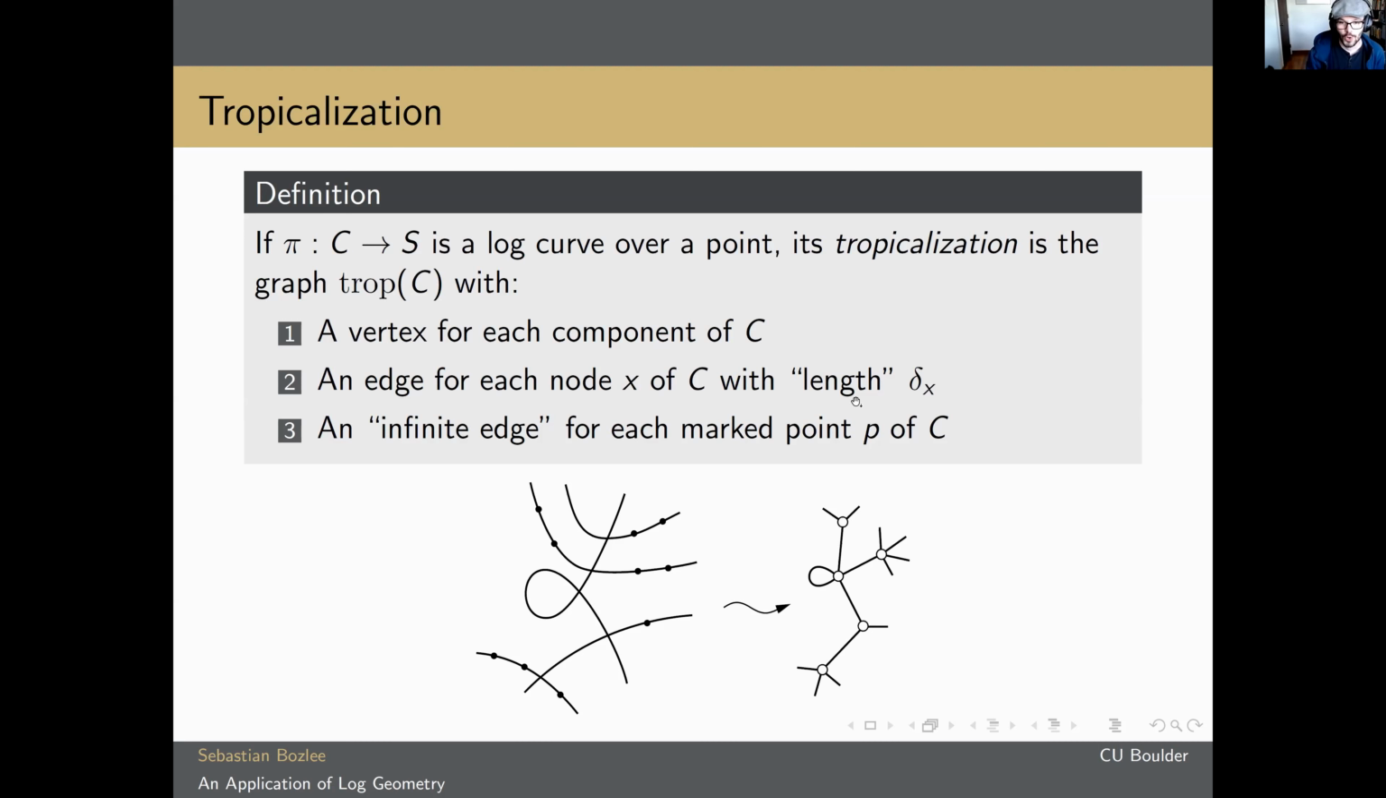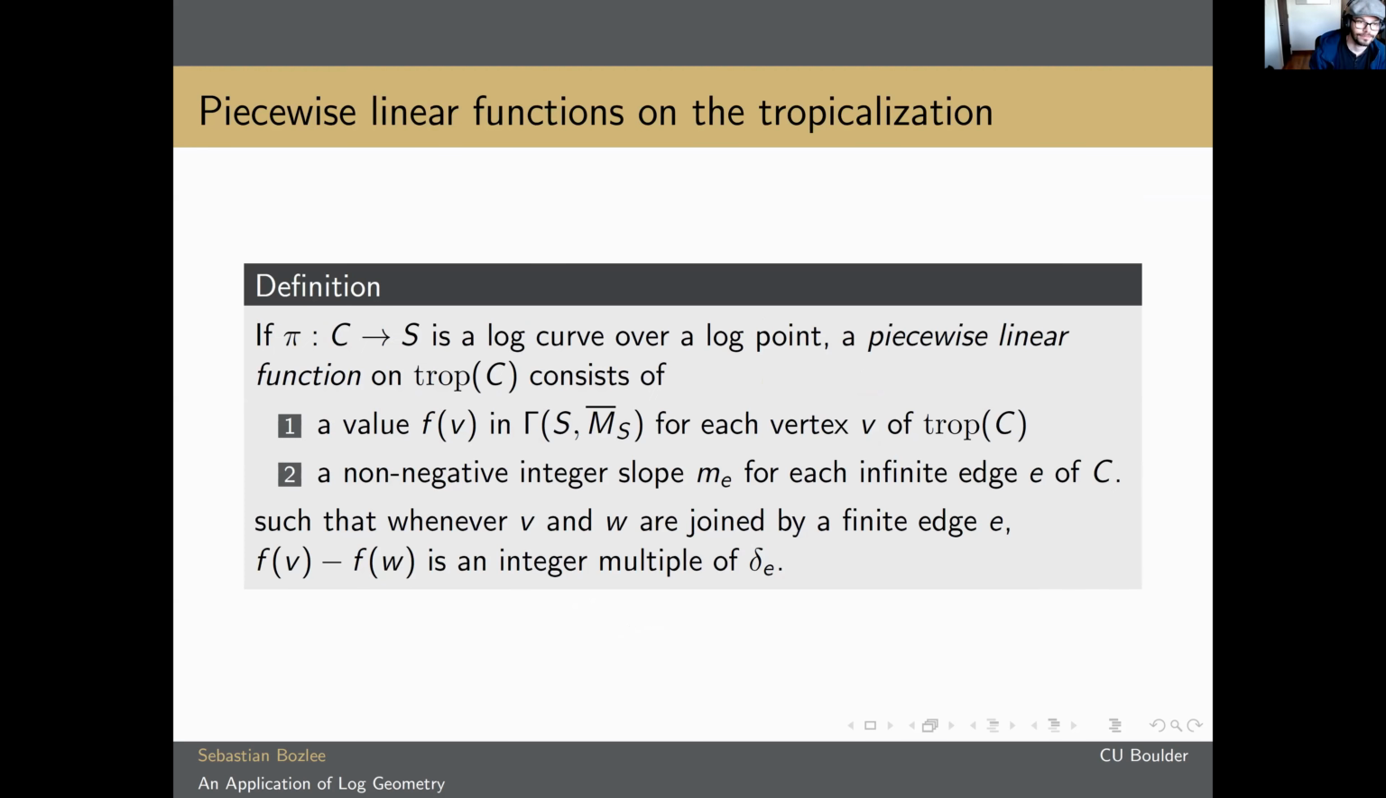What isn't recorded in this picture is that we're also keeping track of a length associated to each edge, and that's going to be that smoothing parameter that we had from the previous slide. So once we have the tropicalization, we can define piecewise linear functions on it. What we're trying to capture is that a way to describe a piecewise linear function on a graph would be to give a value at each of the vertices so that you have an integer slope between those vertices. And then for the infinite edges, we just need a slope. We're going to ask that that's an integer slope.